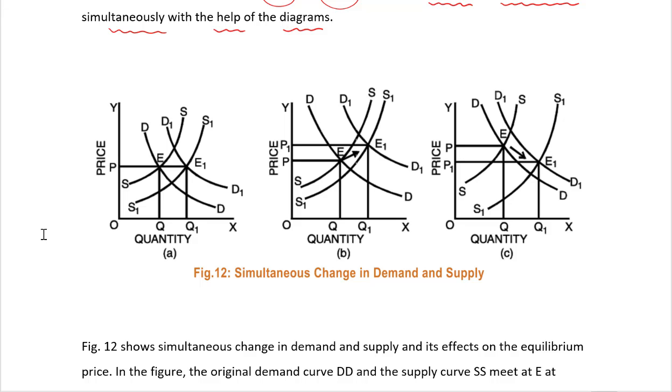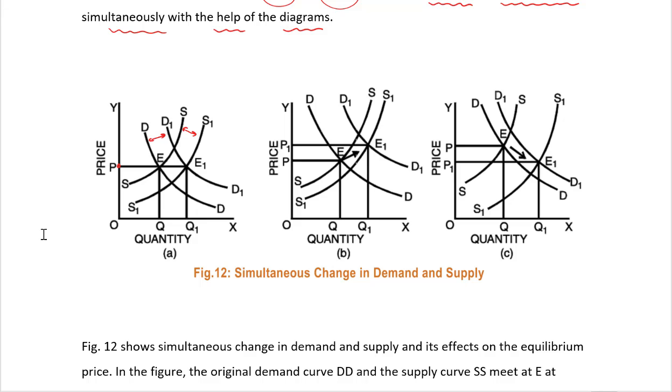Over here in figure 12, simultaneous change in demand and supply is shown. In figure A, if you could see properly, there is an equal change in demand and equal change in supply. That means the demand and supply are changed equally. See this distance over here and this distance over here. So there is an equal change in demand and supply, and because of that, the price of the product has not changed. Price remains the same when the demand and supply of the product have increased.